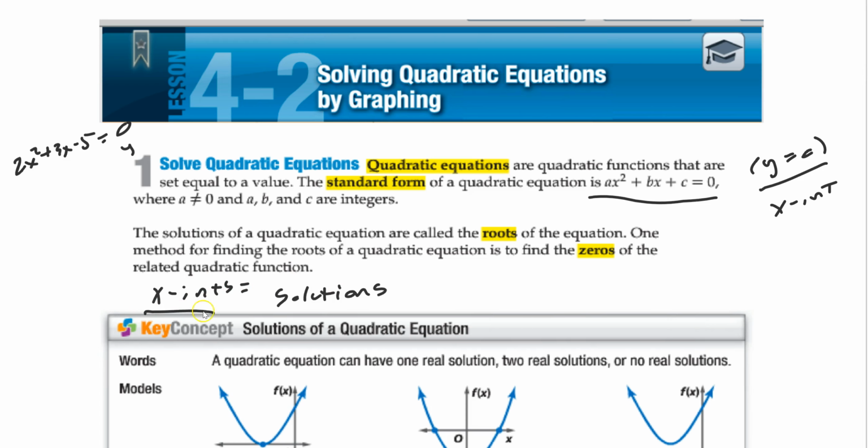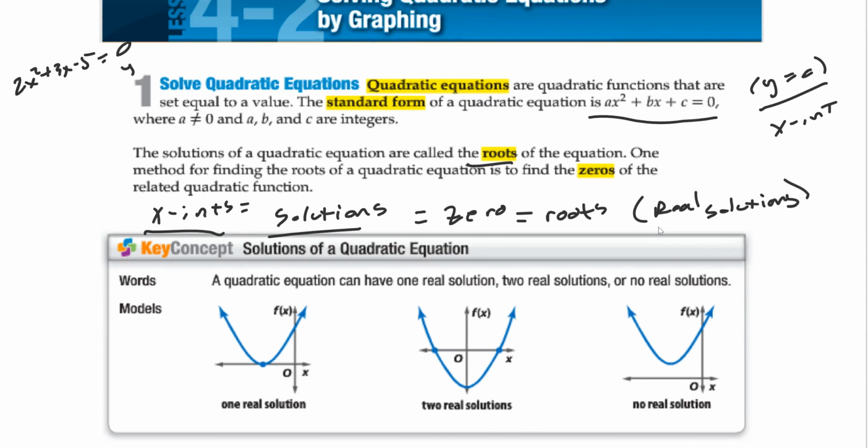So x-intercepts are solutions. There's actually other names for them also. They're also known as zeros because you're setting the y value equal to 0. And they're also known as roots. And roots are real solutions. So I'll talk about this more later, but x-intercept, solutions, zeros, roots are all the same thing when we're talking about real solutions.